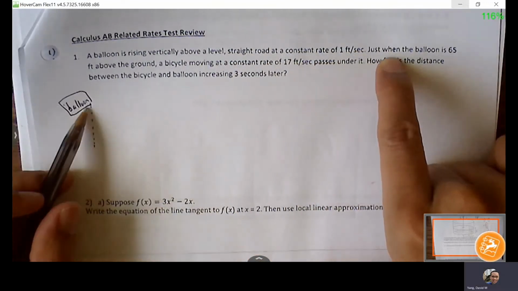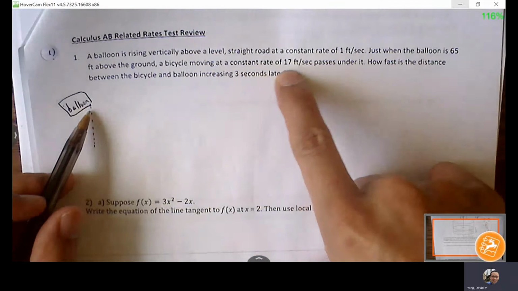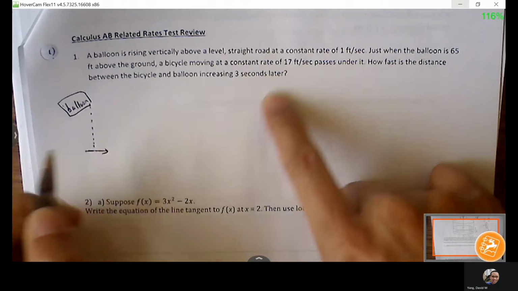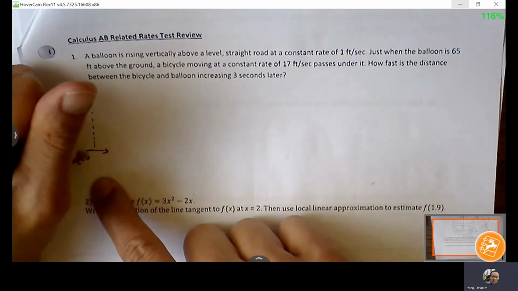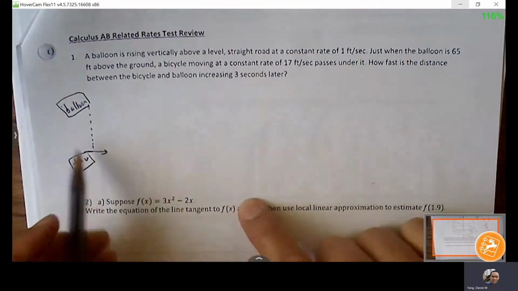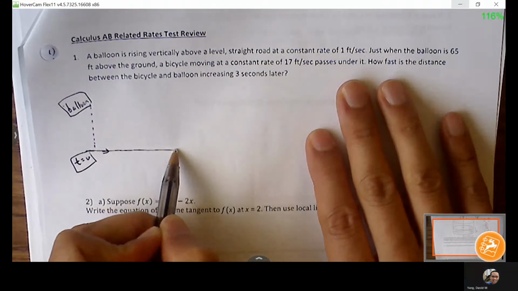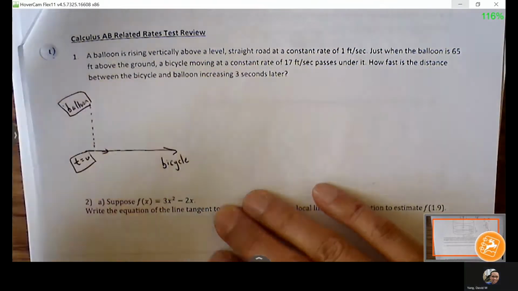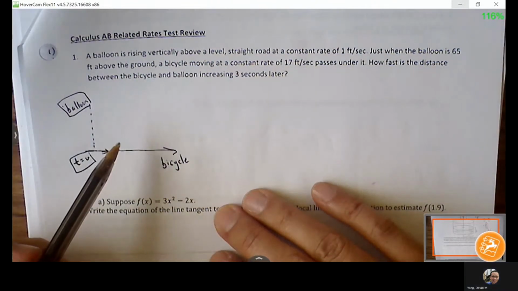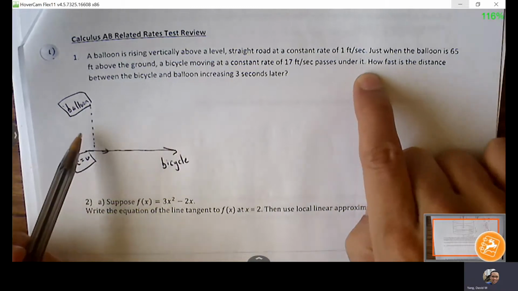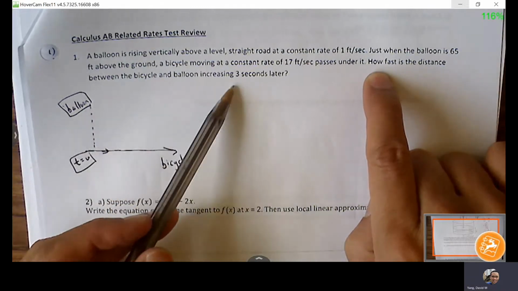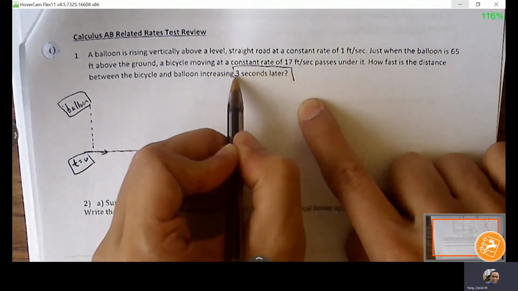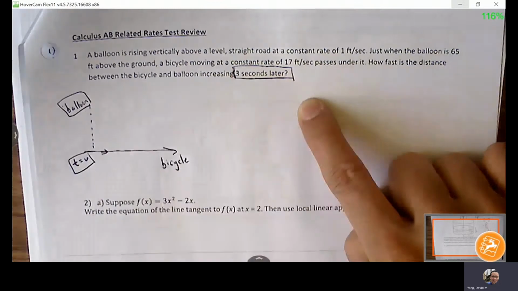Just when the balloon is 65 feet above the ground, a bicycle moving at a constant rate of 17 feet per second passes under it. So at t equals 0, the bicycle is going to pass underneath it, but eventually it's going to make its way further and further away from the balloon. How fast is the distance between the bicycle and the balloon increasing 3 seconds later? Okay, this is where the tricky part comes in, but we'll come back to this a little bit later.